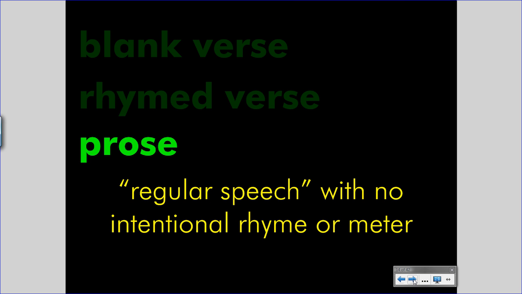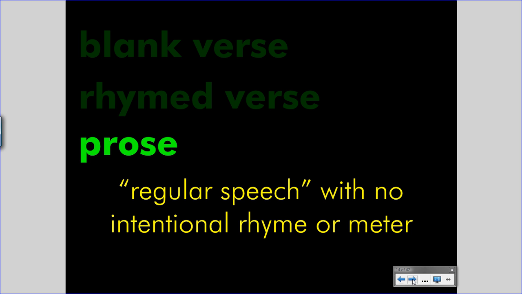The last of these three is prose. Now, prose is very important to understand, and it's very simple, but a lot of people don't understand what this means. Prose is the antonym of poetry. Prose is regular speech without rhyme or meter, so it's not poetry. I am speaking prose right now.